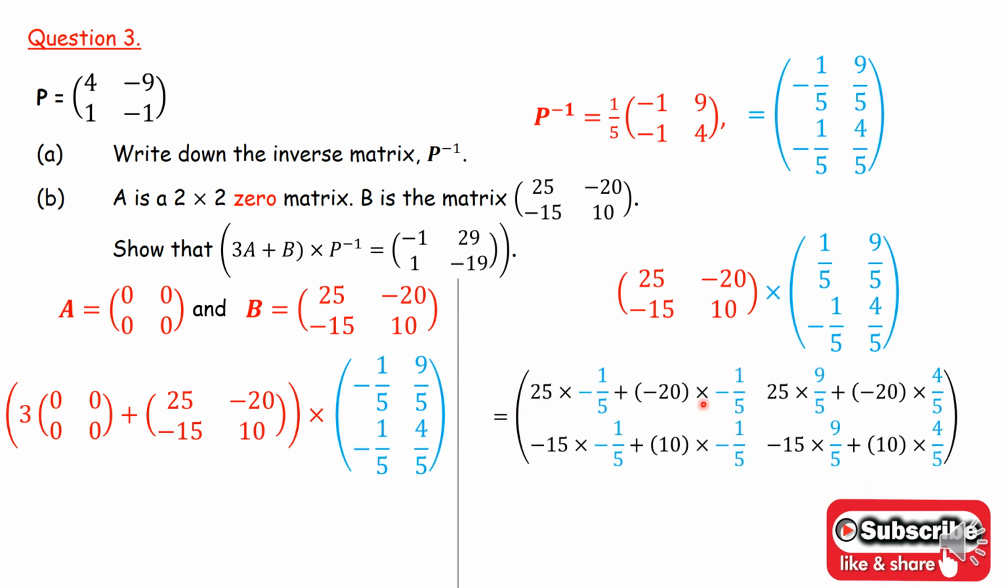Right, so I have done the long way here. Make sure that your values are corresponding to what I have done, and you will see that eventually I get negative 1, 29, 1, and negative 19.